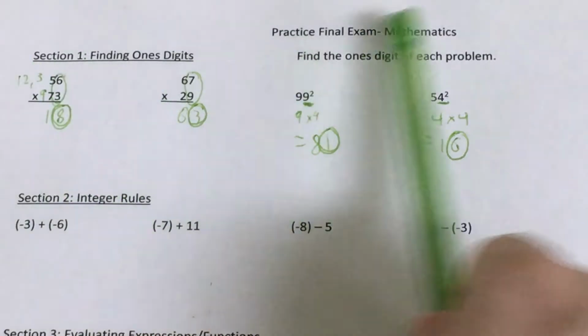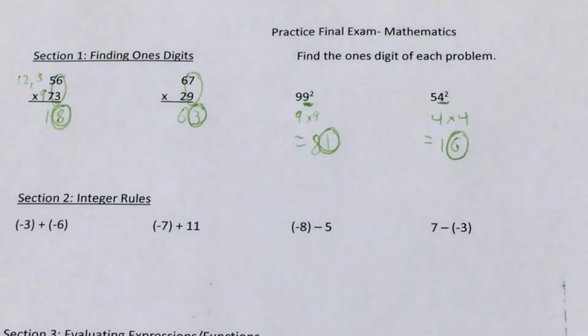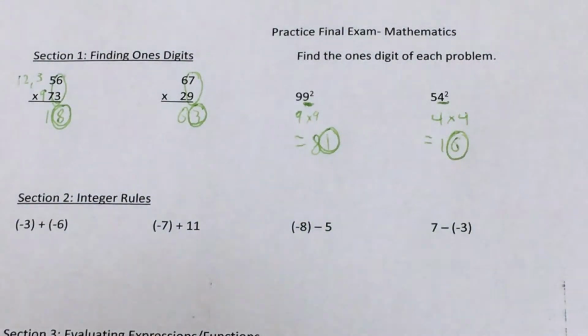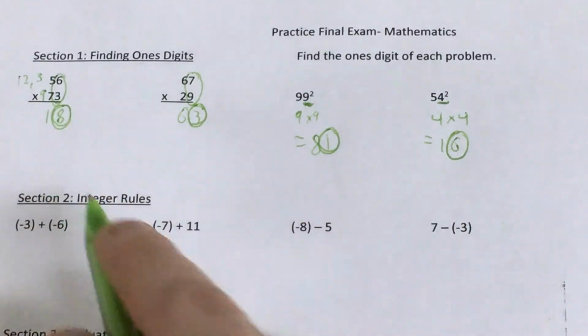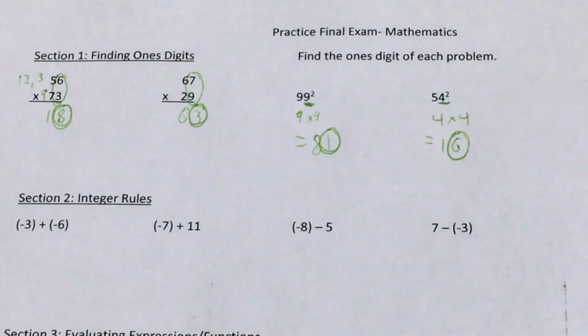So again, with this section, the key is to focus on the ones digits of your factors so you can find the ones digit of your product. And again, it doesn't matter what anything to the left of these ones digits is. Only the ones digits of my factors will let me find the ones digit of my product.